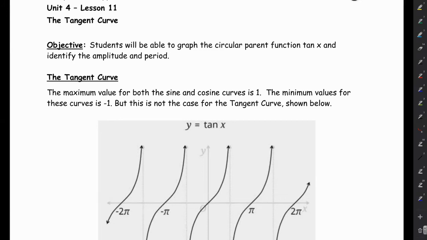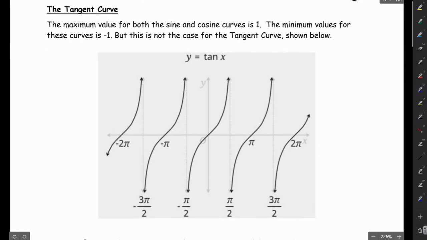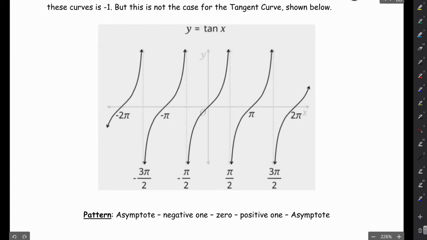Hi everyone, in this lesson we're looking at the tangent curve. So when we looked at the sine and the cosine curves, we had a maximum value of 1 and a minimum value of -1, but that's not going to be the case for the tangent curve. The tangent curve has a pattern that goes asymptote, -1, 0, +1, asymptote. So here's an asymptote. We're down here at -1, then we go to 0, then we're at +1, and then we have an asymptote. So that's generally how the tangent curve is going to work.